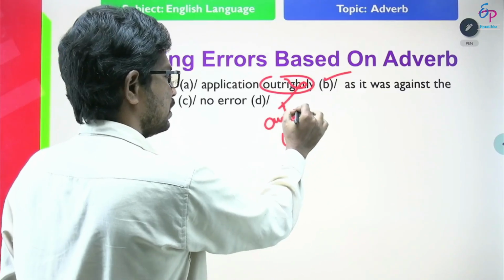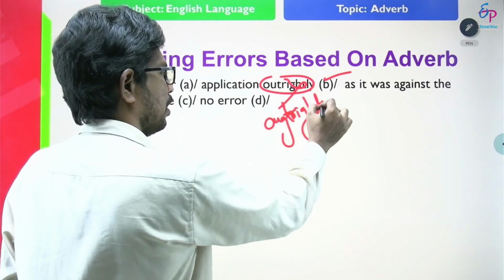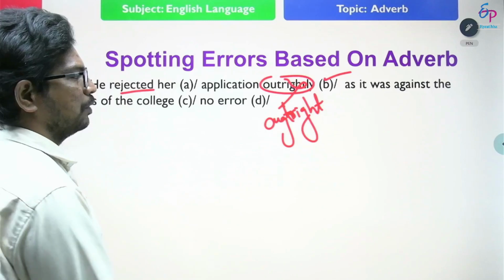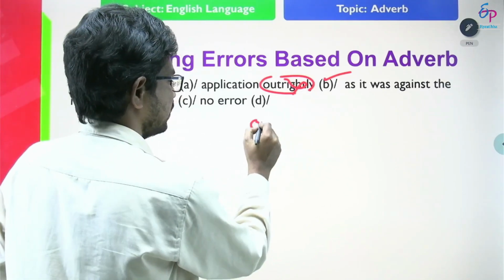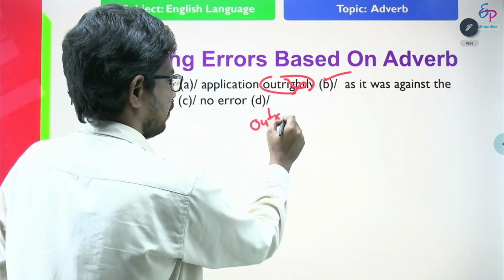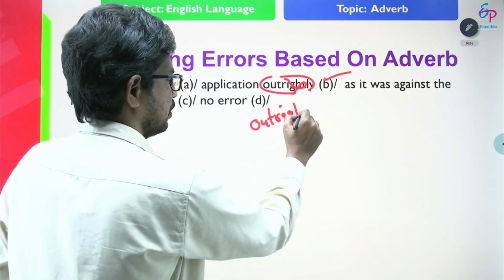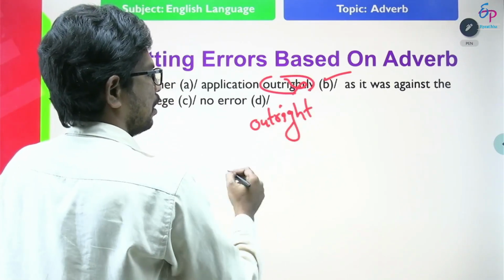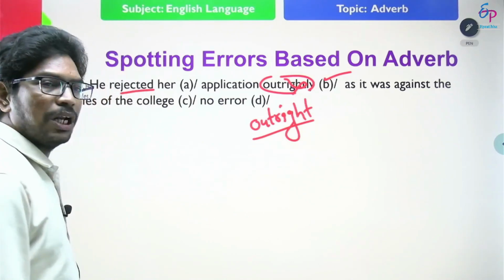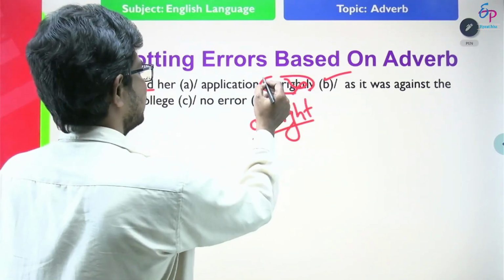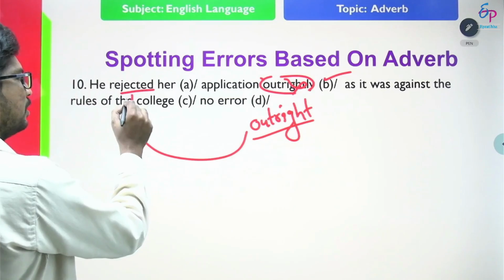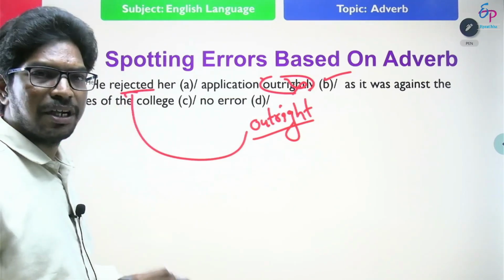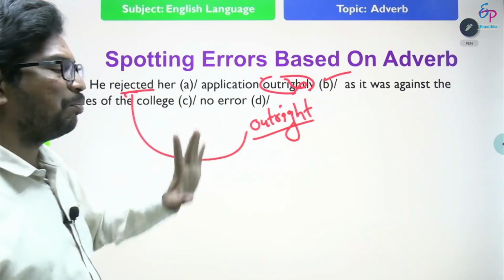Outright can function as adjective as well as adverb. So here it is functioning as adverb because how he rejected, outright means completely. He rejected her application completely.